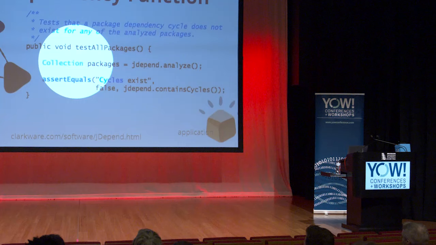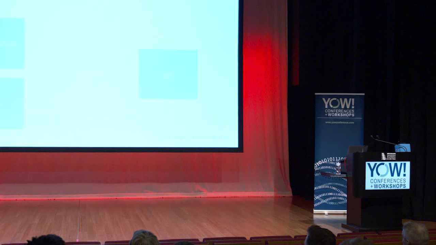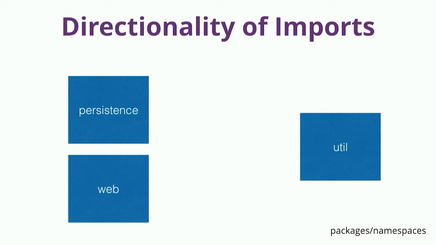You can write a similar test in the .NET world using a tool called IndePend, which is a commercial tool, but does the same kind of analysis at the package or structure level. Here's another good example. Let's say that you have a persistence package or namespace, a web, and a util one. And it's okay for persistence and web to import util, but I never want util to import web.